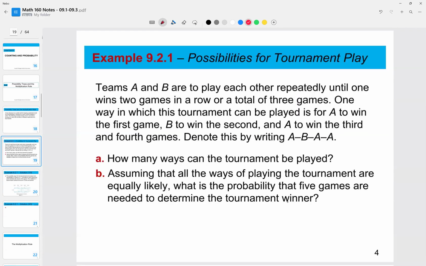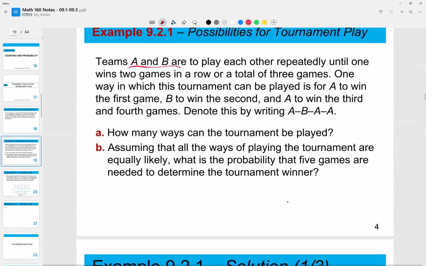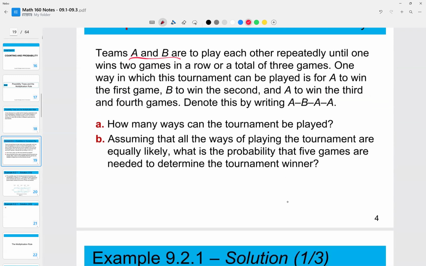So say we have these two teams and we want them to play repeatedly until one wins two games in a row or a total of three games. Okay, so the way you win this tournament is you have to win twice in a row or you win three games. So obviously it'd be 3 out of 5 games. So, well, jumping ahead, but we can denote it like this, and let's say, how many ways can the tournament be played? Meaning, what are the different matchups?